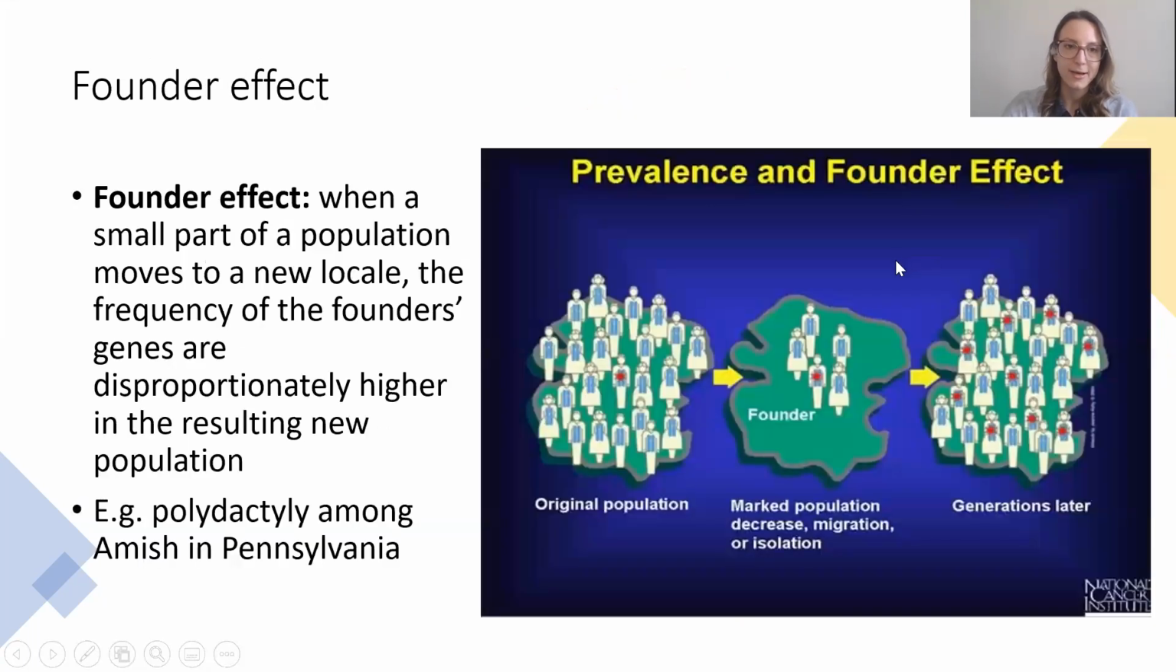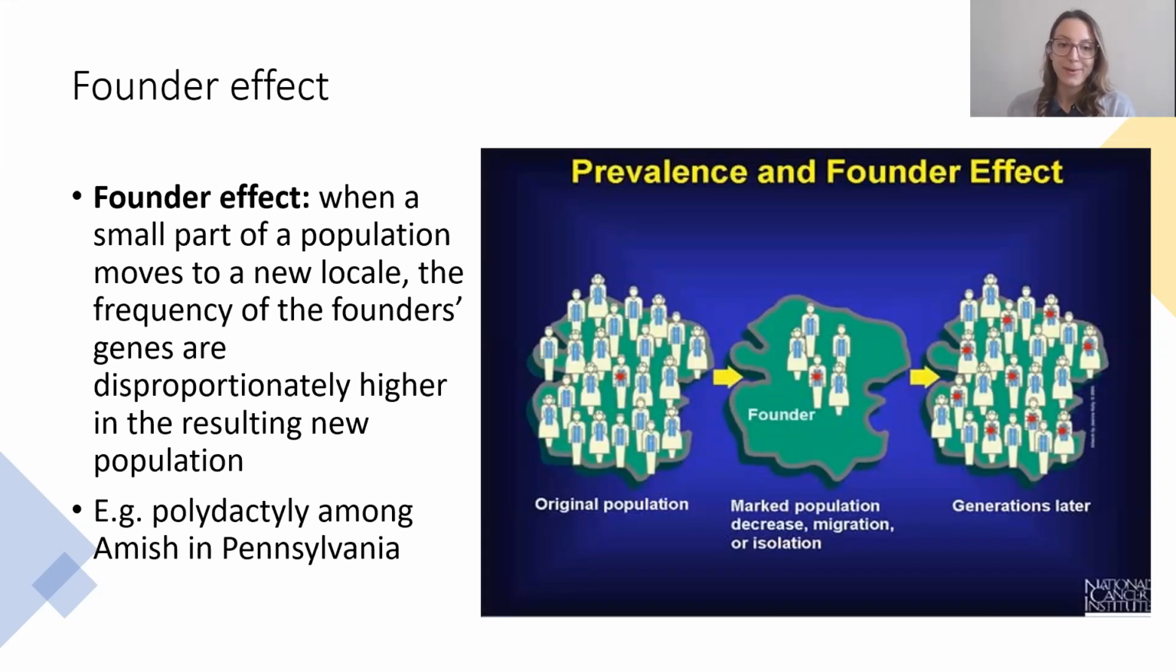Now, another type of genetic drift is something that we call the founder effect. The founder effect specifically happens when a small part of a population relocates to a new geographic setting, and then the frequency of the genes in those founders is going to be disproportionately higher in that new population wherever they end up settling.